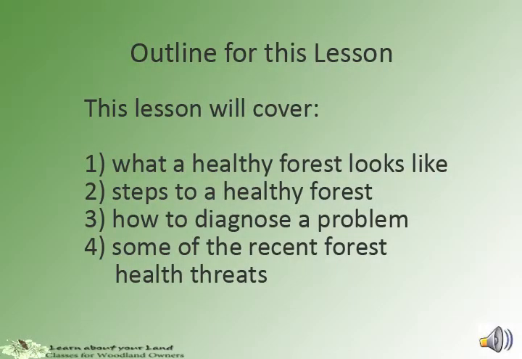This presentation begins with a discussion of what it means to have a healthy forest and how to keep your forest healthy. In the next part, we will teach you about signs and symptoms and how they can be used to diagnose a problem. We will finish by introducing some of the threats to your forest and trees.